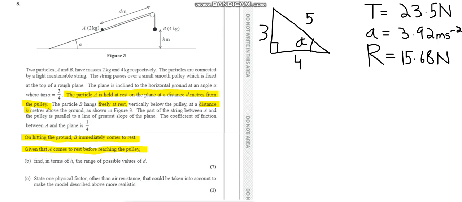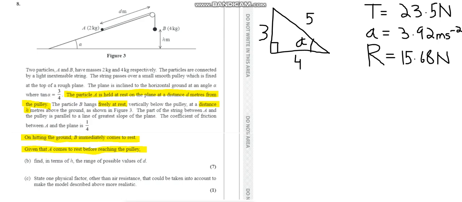For solving the B part, it asks us to find, in terms of h, the range of possible values of d, and that's 7 marks, so a bit of working is required here. What we can do is, I've highlighted the parts, the stuff that we have to take in or consider as handy while solving this question.